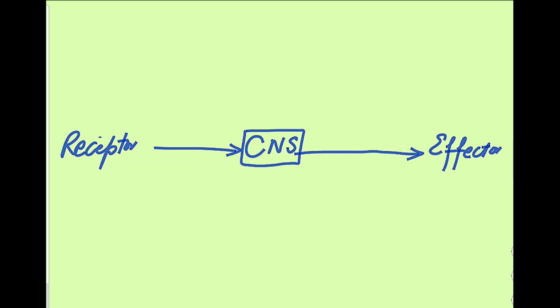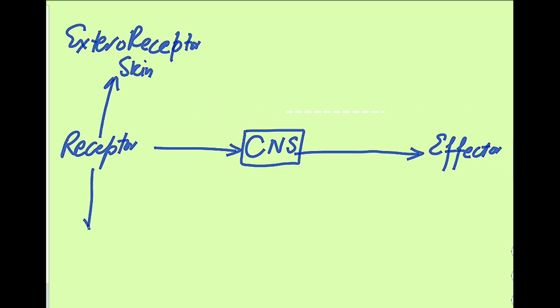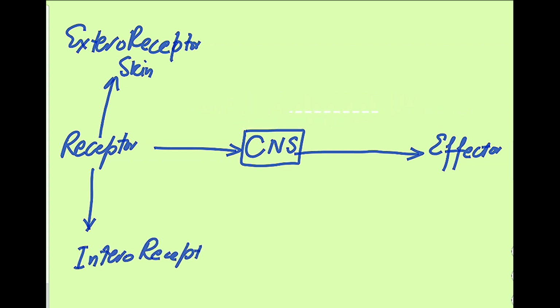The receptors have two categories. The receptor can be an exteroreceptor when it provides information about the external environment, and these are mostly present inside the skin. The receptor can be an interoreceptor when it provides information about the internal environment of the body, and these are basically present in the mucosa of the tubular systems of the body.